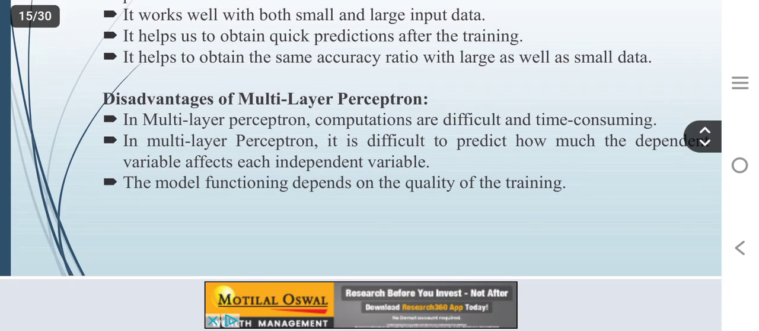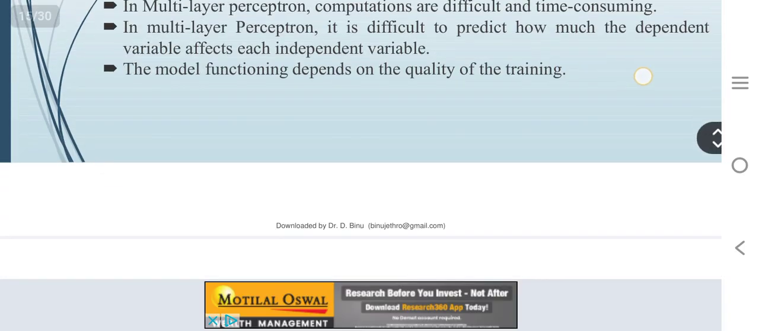There are some drawbacks in the multi-layer perceptron. Here the computations are difficult and time consuming. It is difficult to predict how much the dependent variables affect each independent variable. The model functioning depends on the quality of the training.